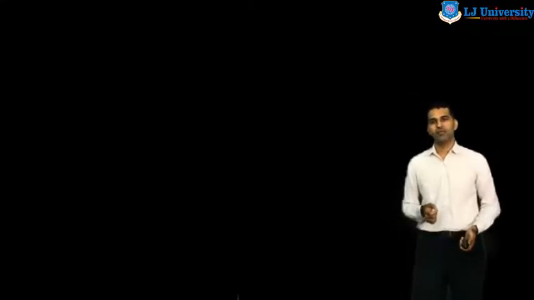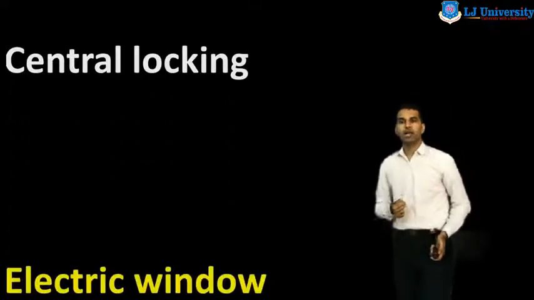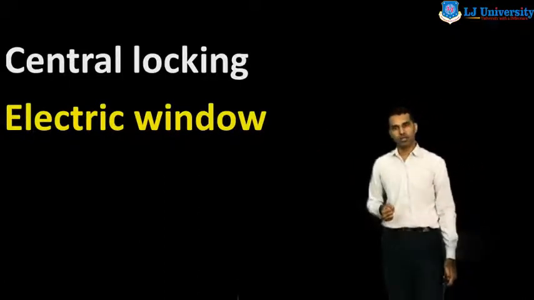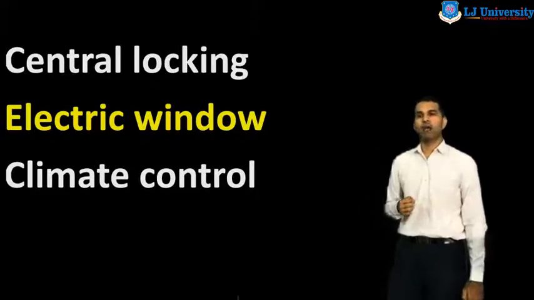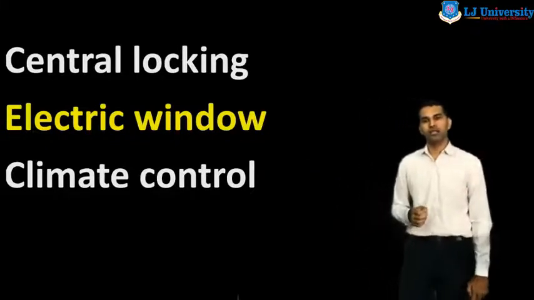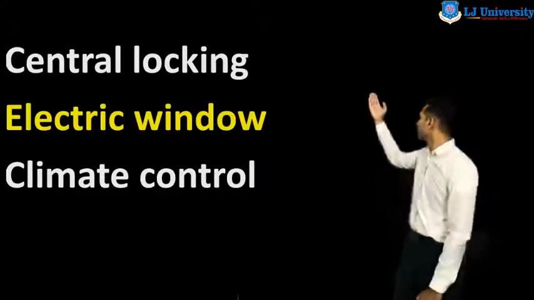So in this lecture we have discussed first the central locking system, then the electric window, or we can say the power window system, and last we discussed the climate control. So in this lecture we have discussed the main three topics.